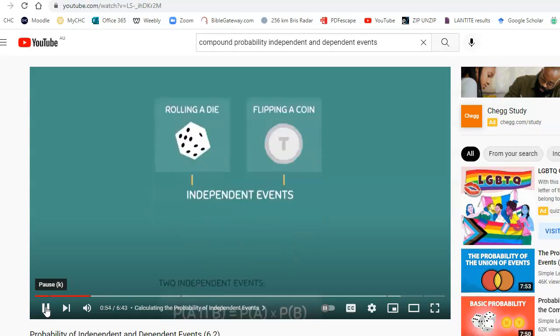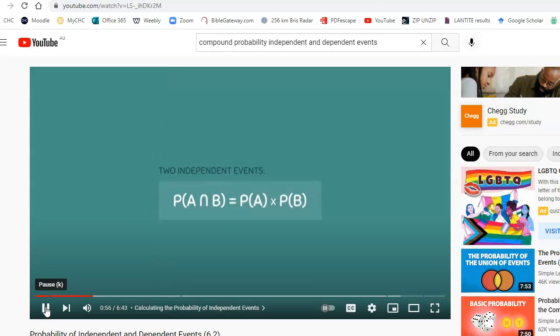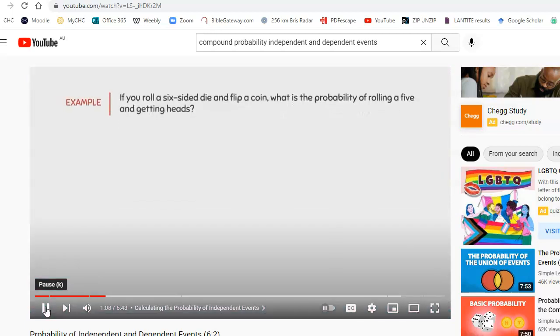To calculate the probability of two independent events happening together, you can use this formula, where the probability of A and B is equal to the probability of event A times the probability of event B. Let's do an example. If you roll a 6-sided die and flip a coin, what is the probability of rolling a 5 and getting heads?